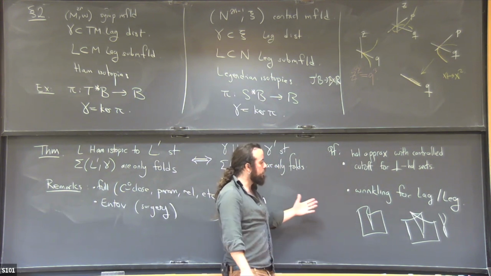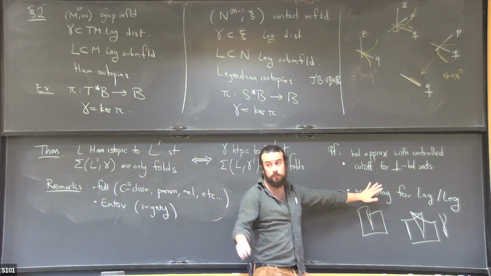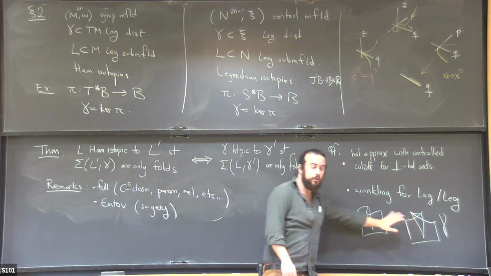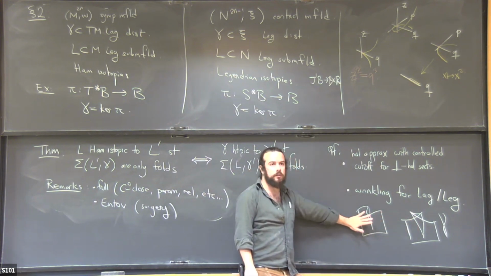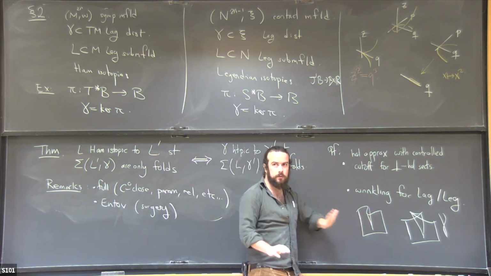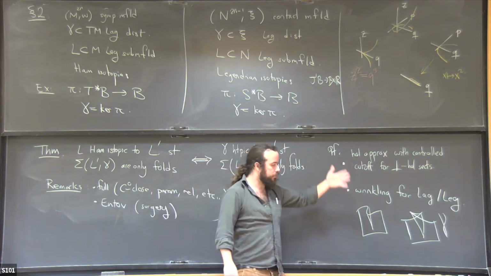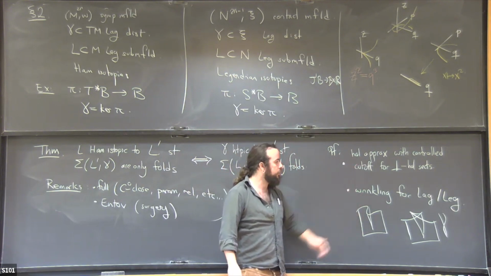And just a word of caution that these wrinkles have nothing to do with Eliashberg-Mishachev's wrinkles. Those wrinkles happen in the front projection, but the wrinkles here happen in the ambient contact or symplectic manifold itself. So it's wrinkling in a different place. In particular, these are perfectly smooth embedded Lagrangian or Legendrian submanifolds.